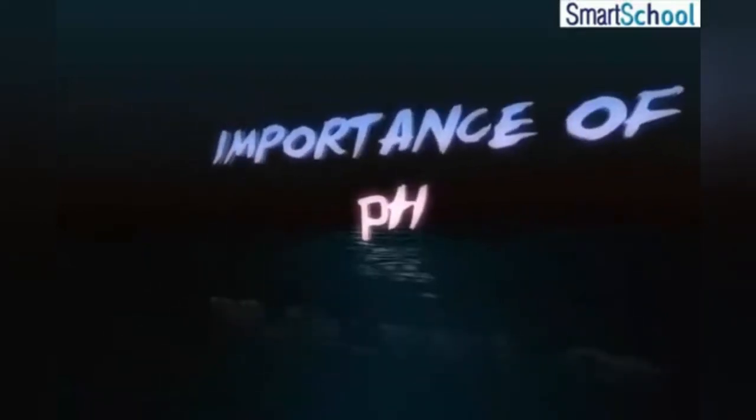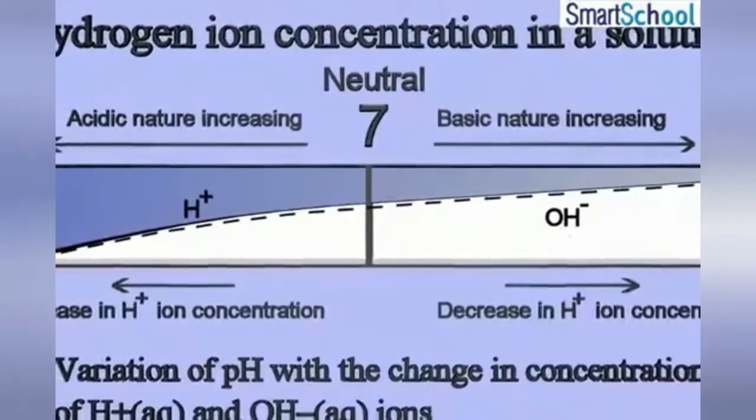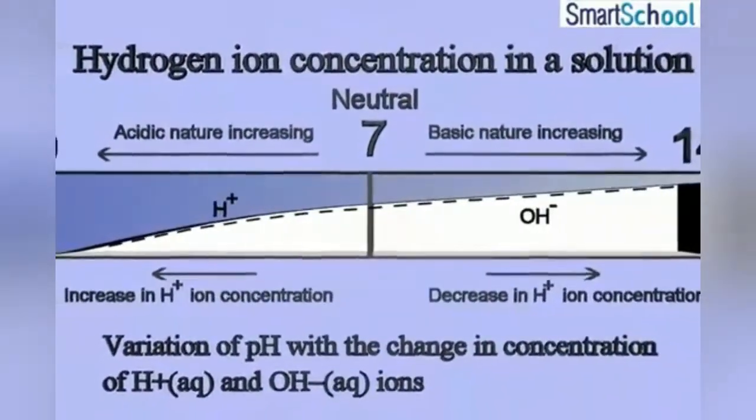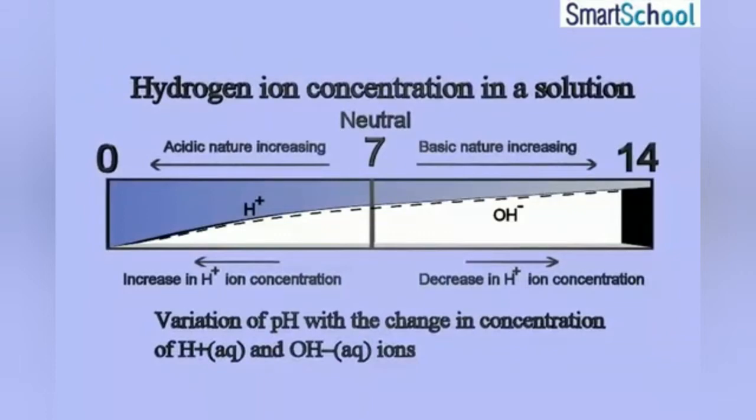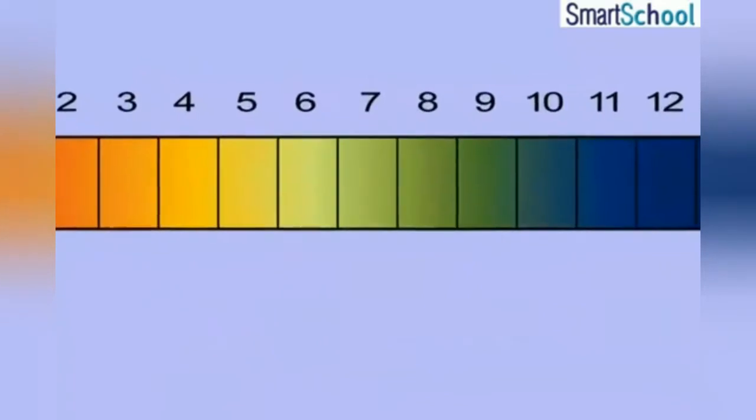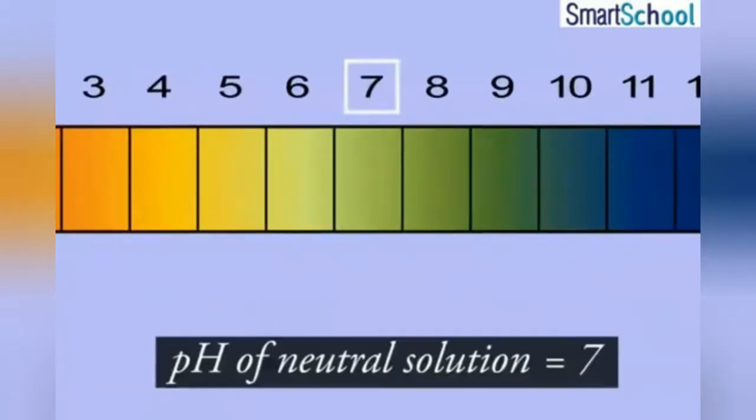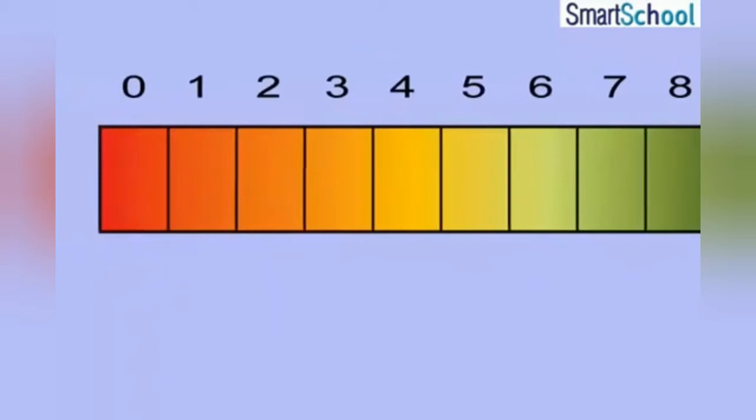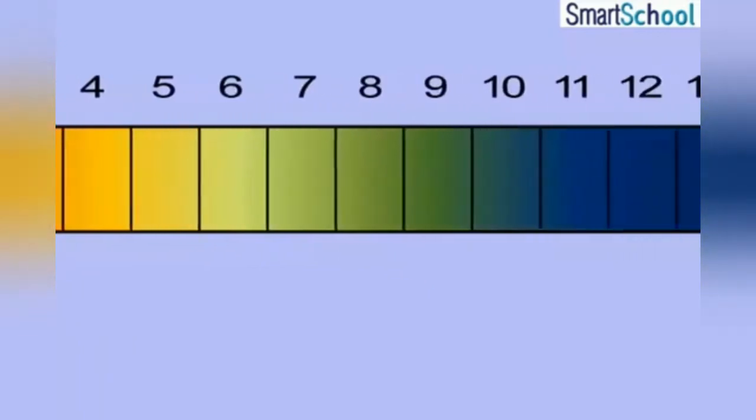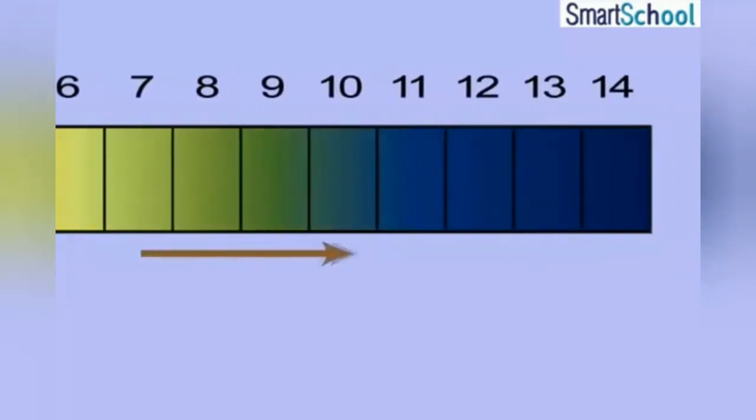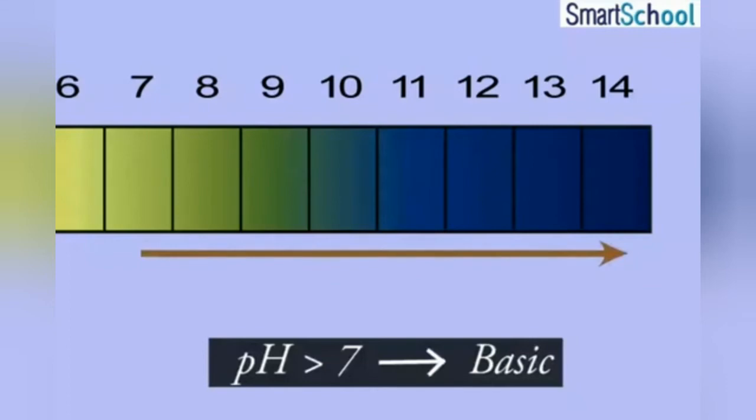Importance of pH. pH is the measure of H+ ions present in a solution, indicating the acidic or basic strength of the solution. The pH of a neutral solution is 7. Values less than 7 on the pH scale represent an acidic solution, whereas with the increase in values from 7 to 14 on the pH scale, the basic strength of the solution increases.